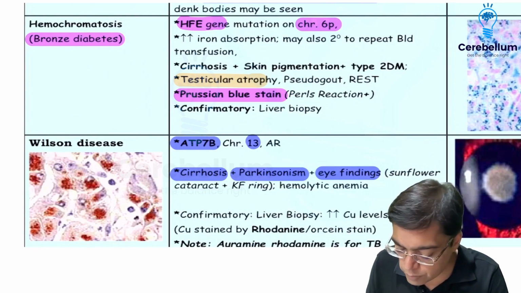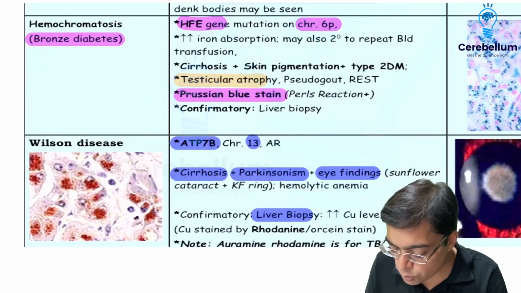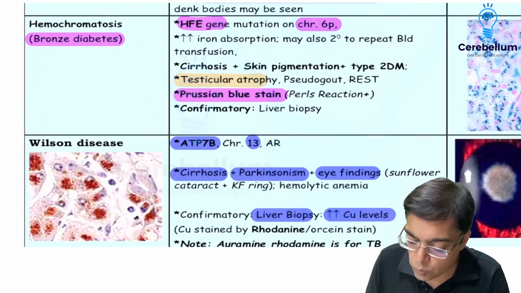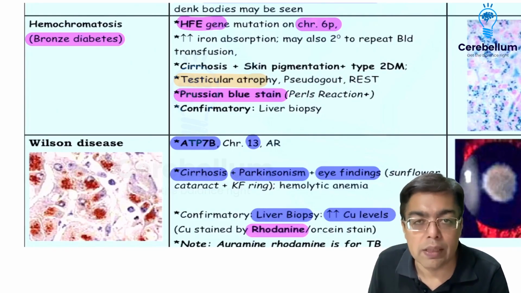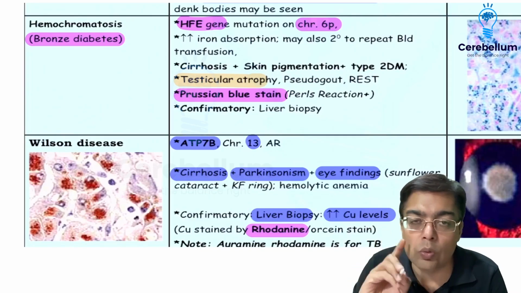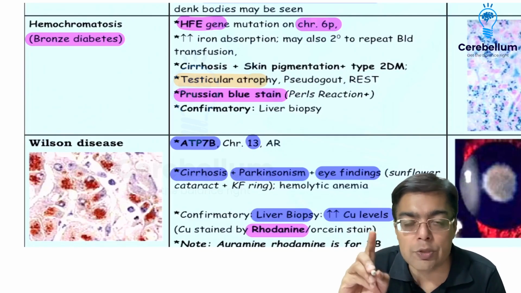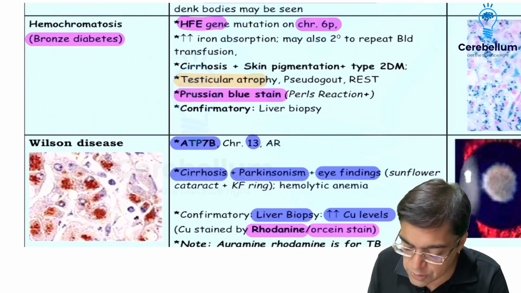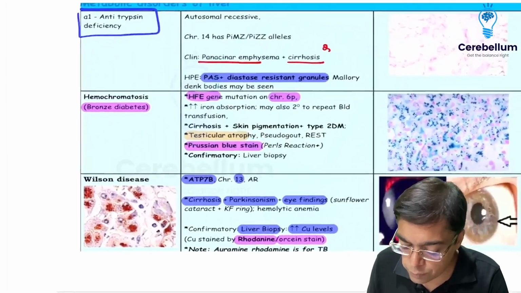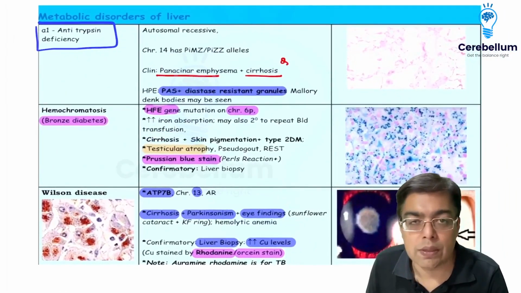Your diagnosis will be confirmed on the basis of liver biopsy, which can show the presence of high levels of copper. How would you identify copper? Copper is stained with a stain called rhodanine. Microbiology link: do not confuse it with auramine and rhodamine, which you use for mycobacterium. So rhodanine is used for staining copper, and this gives a reddish color to copper. That's what we need to remember so far as the different examples of metabolic disorders are concerned.